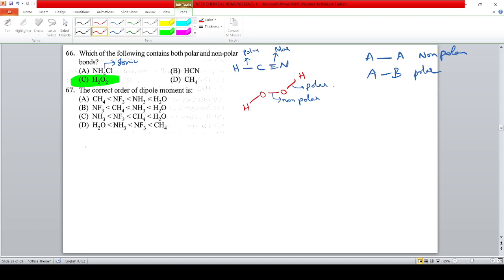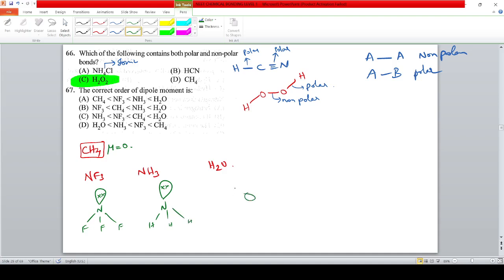Question number 67. The correct order of dipole moment. What are the molecules given? CH4, NF3, NH3, H2O. How to answer this question? Very easy. This is a symmetrical molecule with a proper tetrahedral arrangement, so the vectors cancel each other and mu value is equal to 0. Look at all these three. This is NF3. This is NH3. This is a bent structure, OH2.